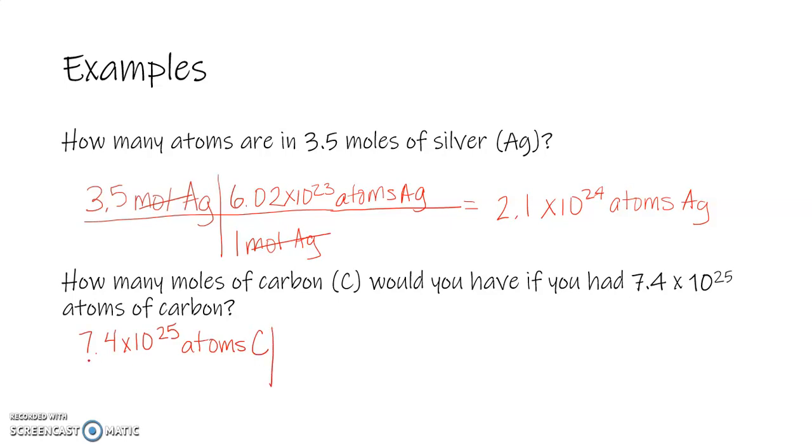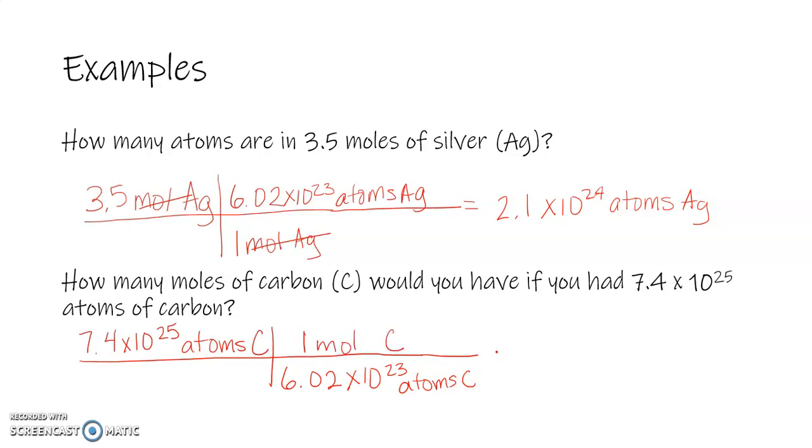It's always important to write down your units and your substance so you can make sure things are set up properly to cancel. Since I have atoms of carbon on the top, I'll use Avogadro's number on the bottom, 6.02 times 10 to the 23rd atoms of carbon, and that is 1 mole of carbon. So remember to use your EXP or EE key when you are entering those numbers in the calculator. Do not do times 10. It will mess it up and you will not get the right answer.